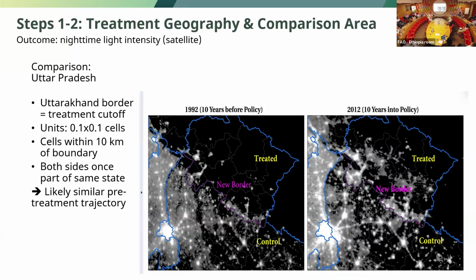Now we want to think about what are our units of analysis. For the purpose of this chapter, we are going to use these cells defined in a fishnet. So we're not going to use administrative boundaries. We're going to essentially define these cells and then aggregate within those. And then restrict to cells within 10 kilometers of the boundary. And since both sides are part of the same state, they're probably on the same treatment trajectory, right? So we're going to use their proximity to help us with our design.